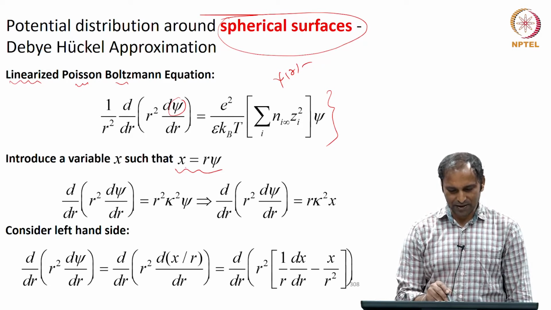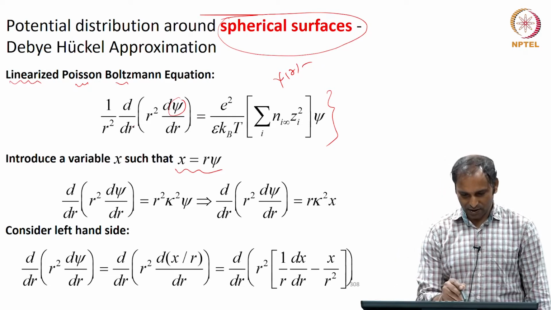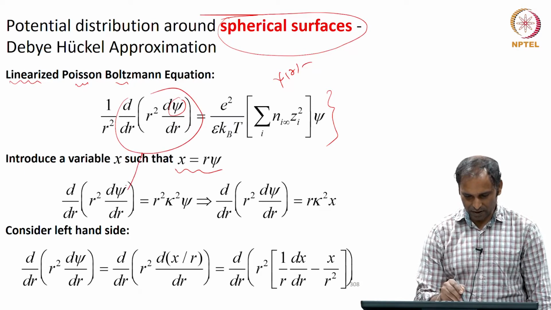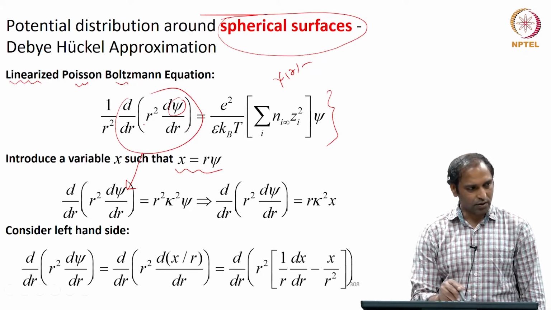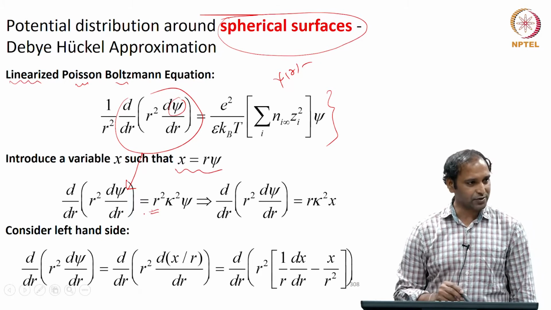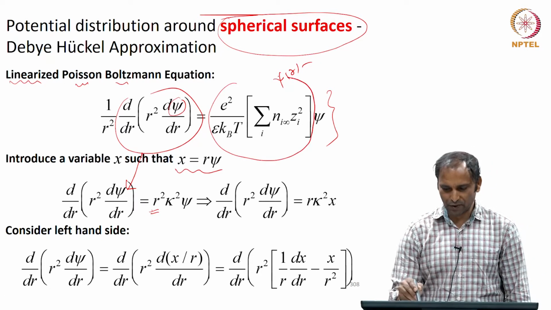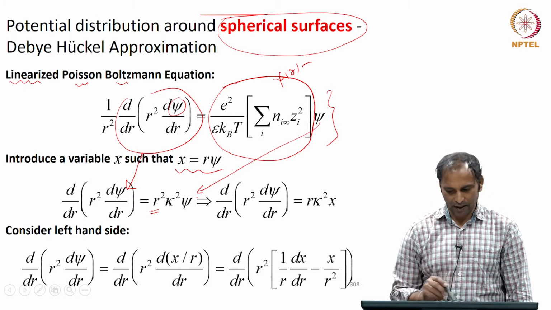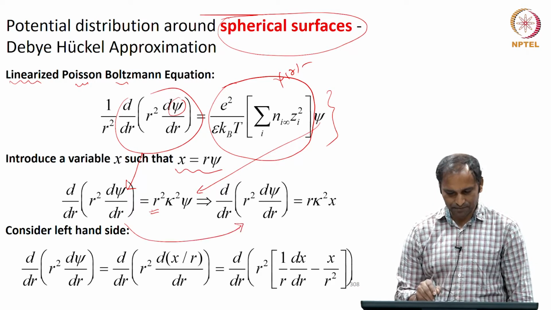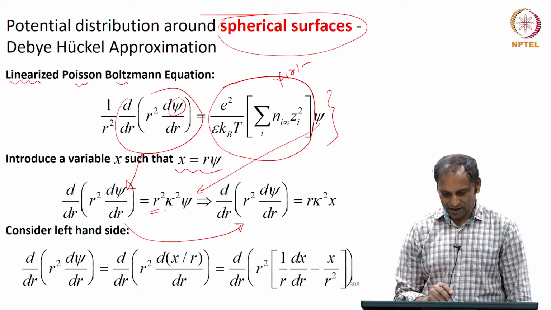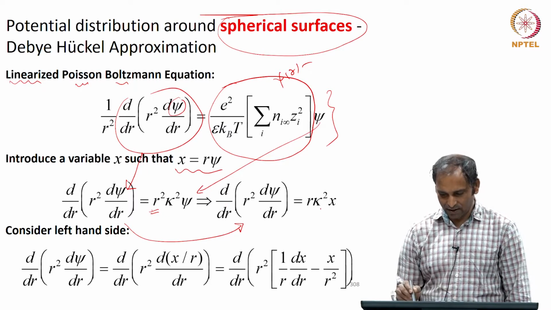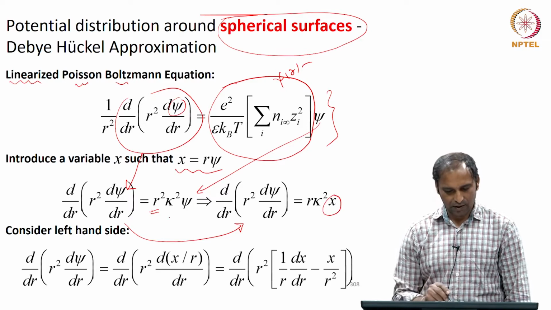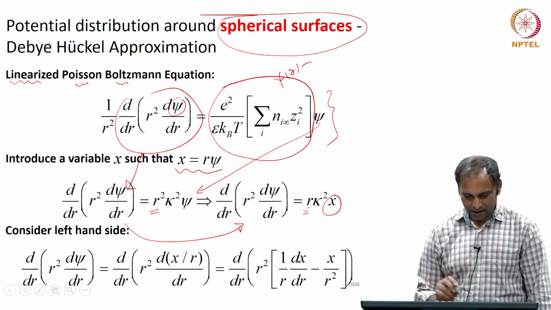So we will do a simple substitution. If you substitute x is equal to r psi, that is this term here, I keep the left hand side the same, and I am going to take r square to the right hand side. So I have r square, and this we know is kappa square, that is what we defined yesterday, and you have psi. Instead of r times psi, I am going to replace that with x. So r times psi is going to be x, and I am going to retain 1 over r and kappa square. That is what we have done.